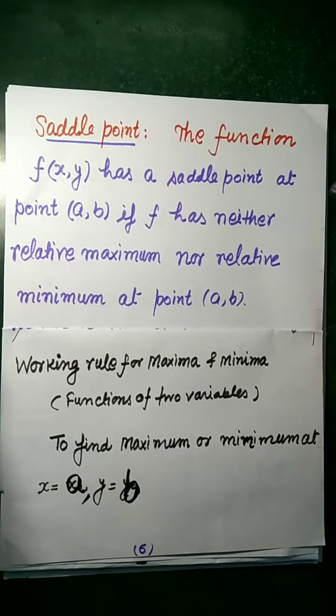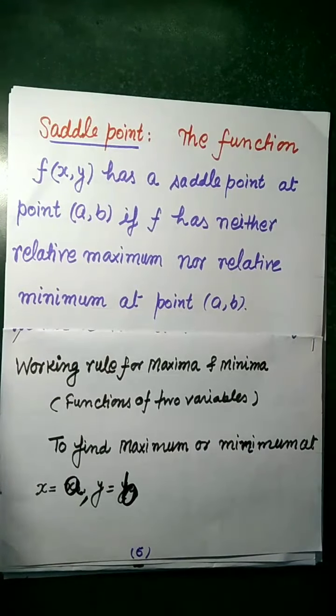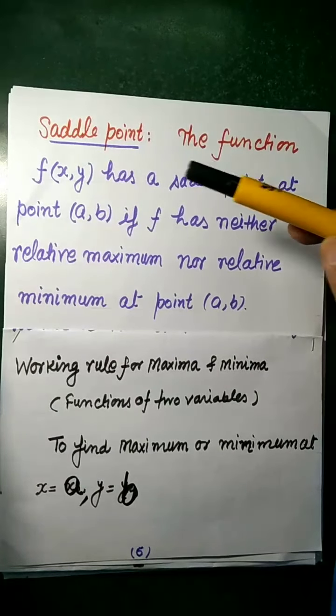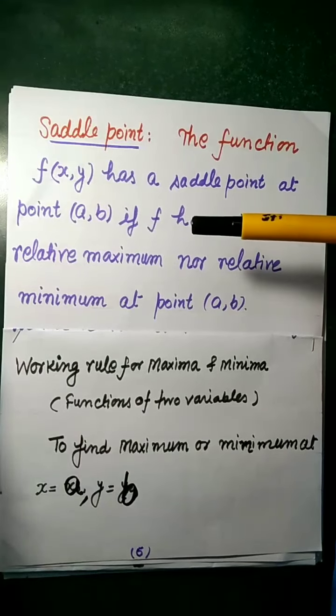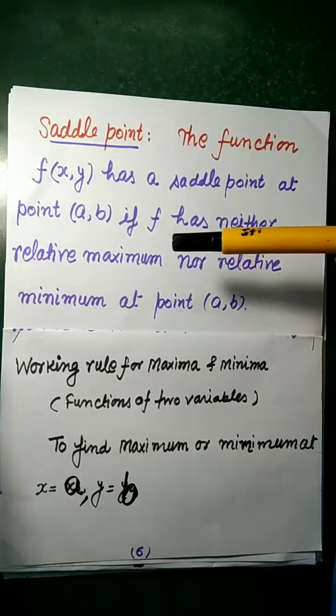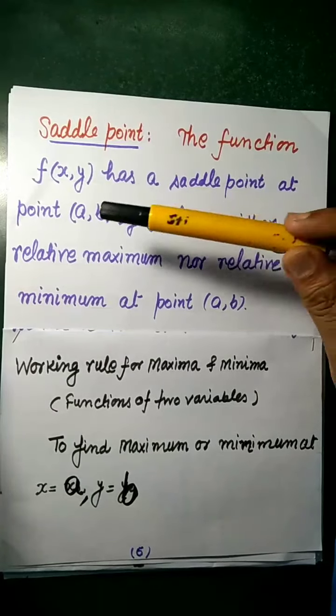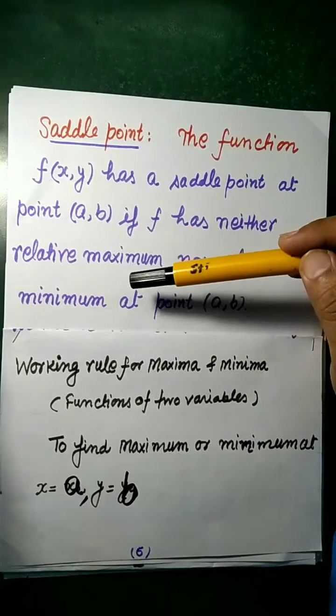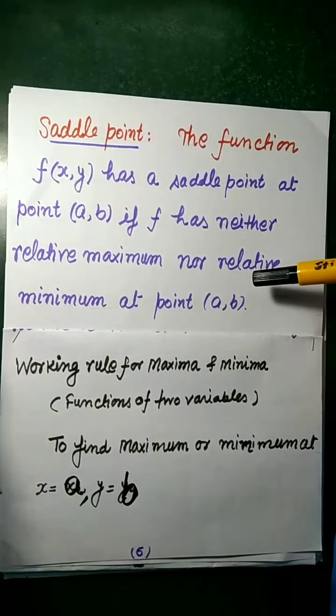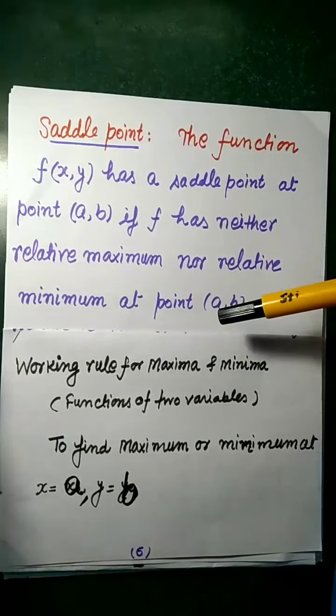Now we have the saddle point. If a function of two independent variables x and y has neither a relative maximum nor a relative minimum at point (a, b), then it is a saddle point at point (a, b).